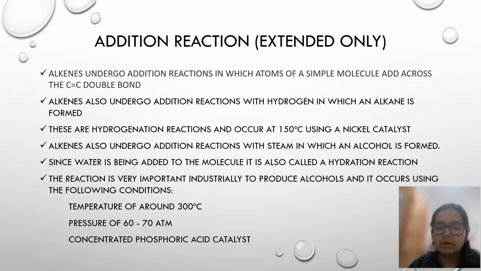Alkenes can also undergo addition reactions with steam, in which an alcohol will be produced. Since water is being added to the molecule, it is called a hydration reaction. The reaction is very important to produce alcohols, and the conditions required are a temperature of 300 degrees Celsius, a pressure of around 60 to 70 atmospheres, and a concentrated phosphoric acid catalyst.